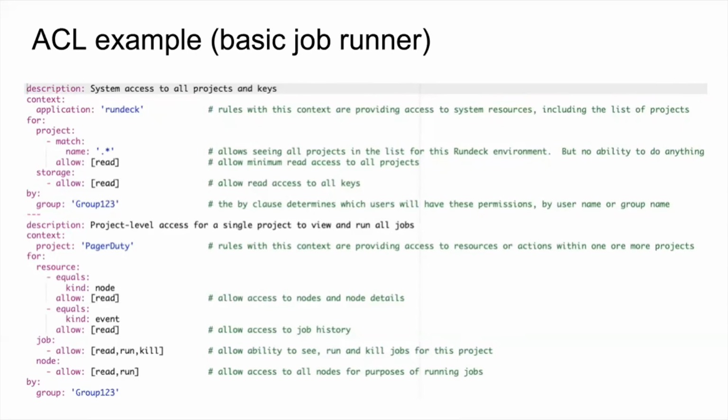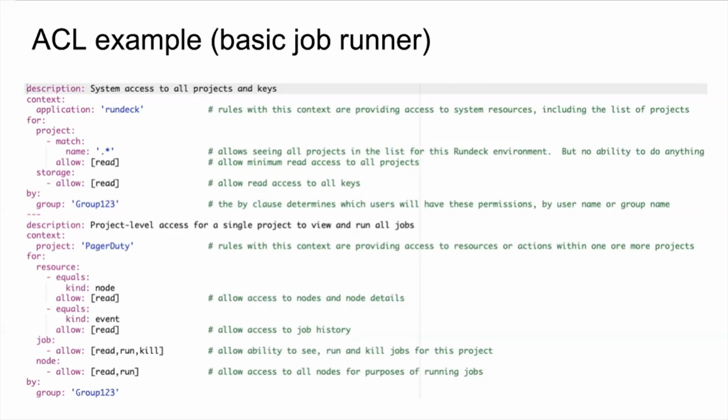So the project context rules essentially say, give them access to nodes, let them see job history, allow them to see and run and kill jobs, and give them a little additional node access to be able to do the job run itself. So you'll notice in this case, there are two different references to nodes. The top one lets them see the nodes list under the left-hand context menu, so see the nodes that belong to the project. The bottom one is the one that lets them access the nodes for running jobs.